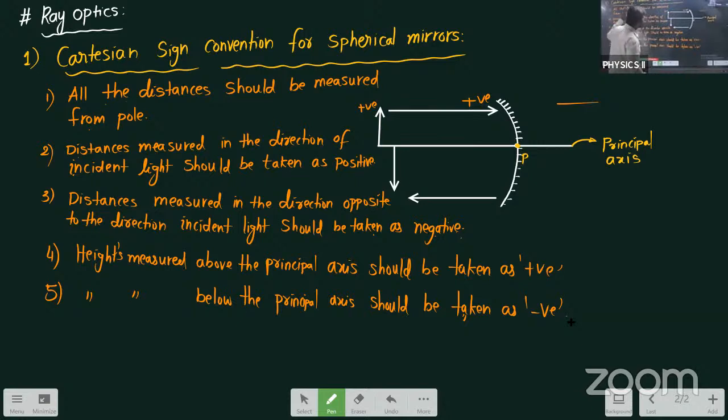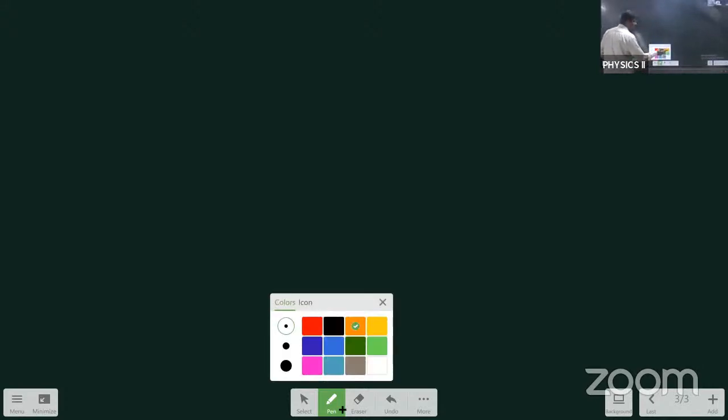I hope you understood this very basic question for your annual examination. This question you might have been studying from your 10th class itself. So let us move on to the next question. This is also a similar question which you have already studied in your lower classes. What is that question, sir?